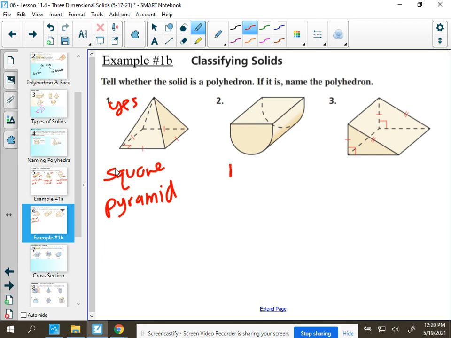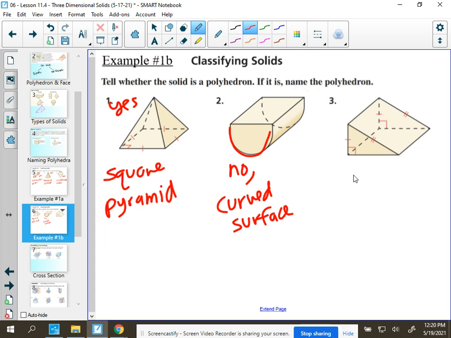Two is the one that I was talking about before. We're going to say no because I can see it's got this curved surface. It's not really a face because face is kind of defined specifically for a polyhedron, but it's got a curved surface, so it's definitely not a polyhedron. And we don't really have a name. I would say maybe like a half cylinder, but I don't necessarily know that that's half. It's like a cylinder that's kind of been dissected, but it didn't say to name it. It says only if it is a polyhedron, name it.